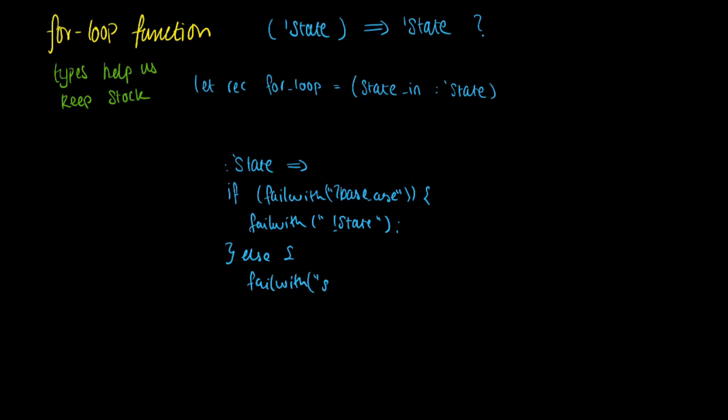Also, fail with is a function of type string goes to anything. It's useful when you're constructing a program bit by bit in a functional language, because you don't have to figure out the whole problem at once.